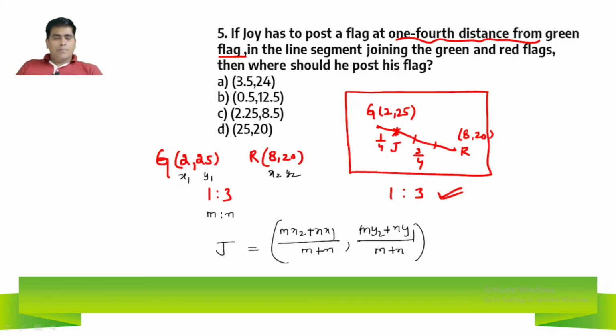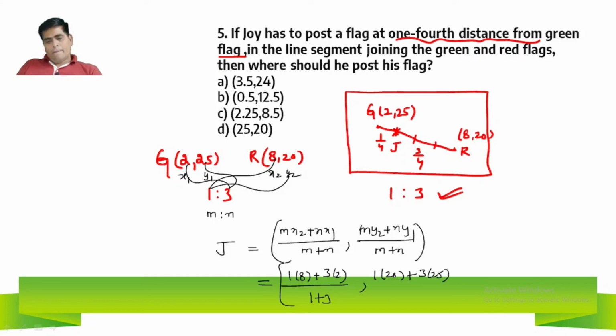So here I am taking the values and substituting directly. mx2 plus nx1: 1 with 8, 3 with 2, by m plus n, that is 1 plus 3. So this is the x coordinate. Similarly, y coordinate: my2, 1 with 20, plus ny1, 3 with 25, by 1 plus 3. We need to simplify these values. 1 times 8 is 8, 3 times 2 is 6. 8 plus 6 is 14, 14 by 4. This is the x coordinate we got.